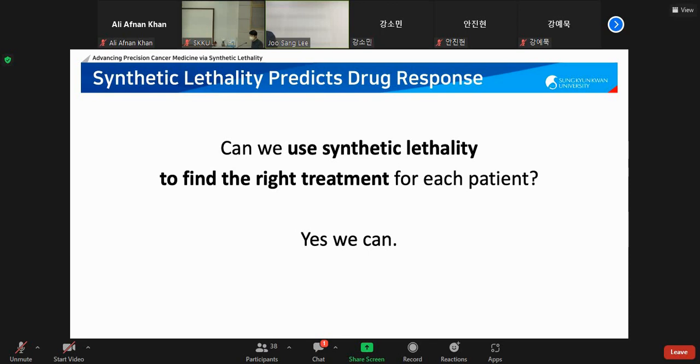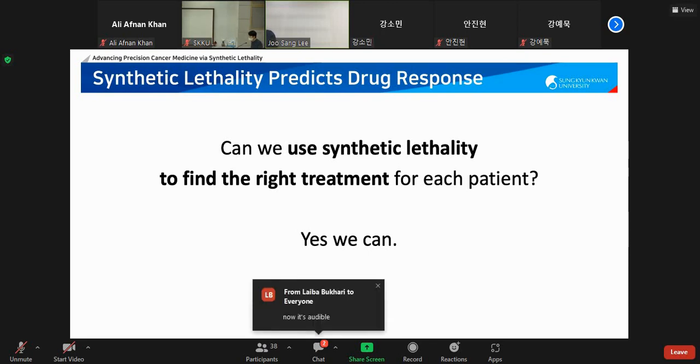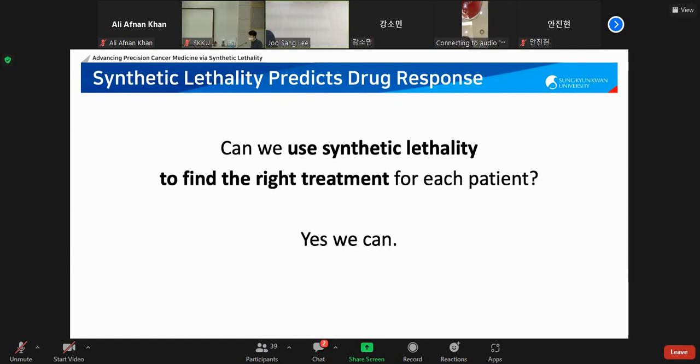The goal is to increase your understanding of the concept of synthetic lethality and to help you use the code to identify synthetic lethal interactions. So first, I'm going to continue with a few slides which were left from our class session.